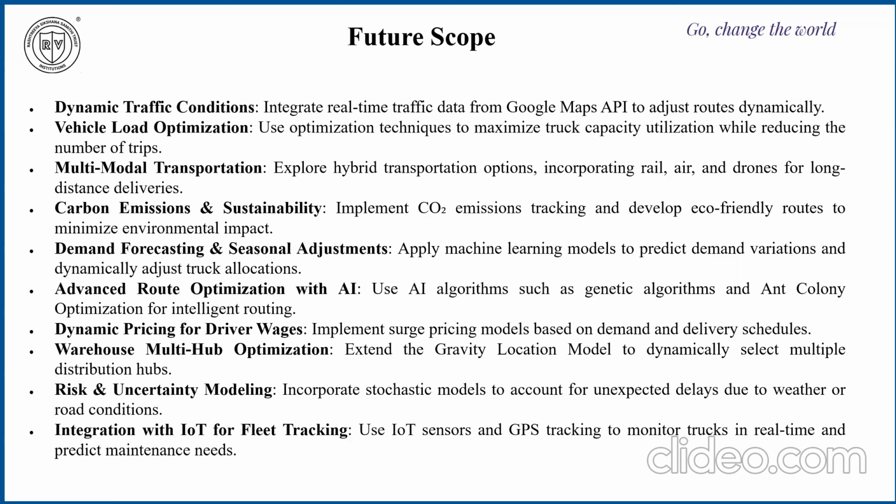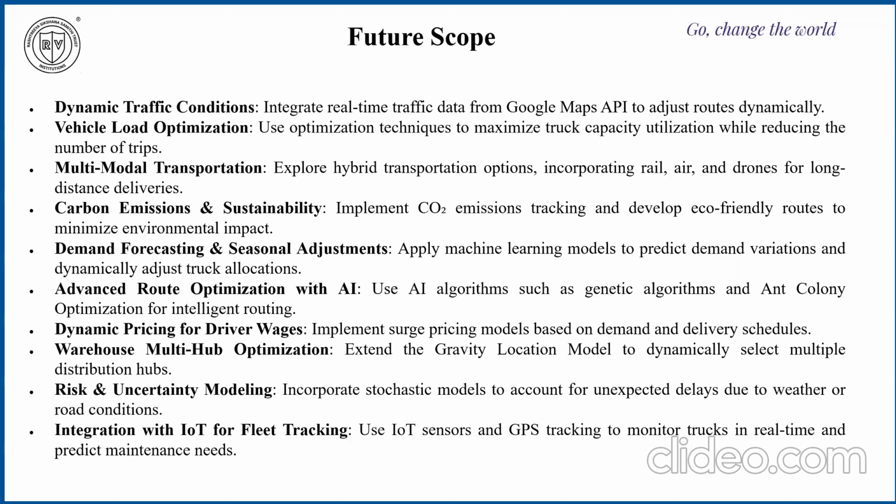Next is demand forecasting and seasonal adjustment. So use machine learning models to predict demand variation and dynamically adjust truck allocation. Next is advanced route optimization with AI. So use AI algorithms such as genetic algorithm and ant colony optimization for intelligent routing.